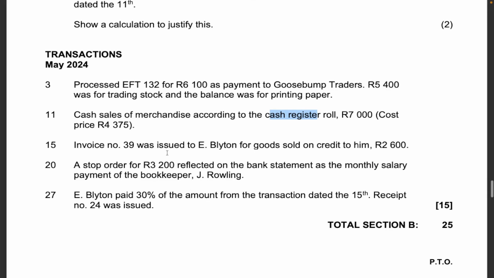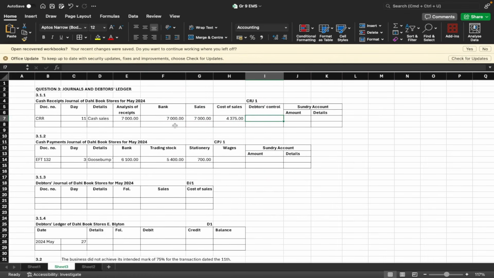The 15th, invoice number 39 was issued to E. Blayton for goods sold on credit to him, 2,600 rand. What's happening here? We sold goods to E. Blayton. What do we call him? We call him our debtor. That's very important. And so if we sold goods to this person on credit for 2,600 rand, well, firstly, that doesn't go into the cash receipts journal because we're not receiving money. We sold it on credit. It was not on cash. And then the cash payments journal, it doesn't go there. We're not paying any money out. But the debtors journal here is where we will record it.